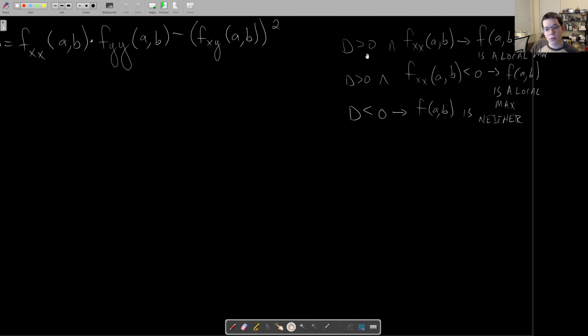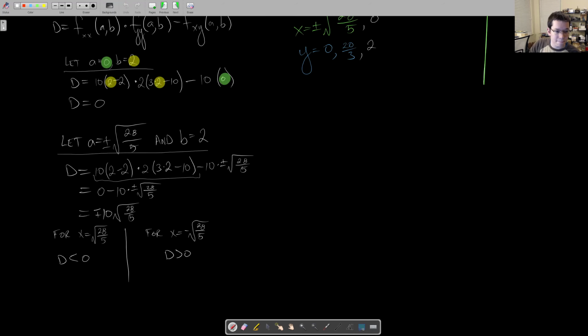No. Greater than 0, and that, I believe, has to be greater than 0 as well. Yes. Okay. Go back. All right. So we can disregard this case because we only care when d is greater than 0.